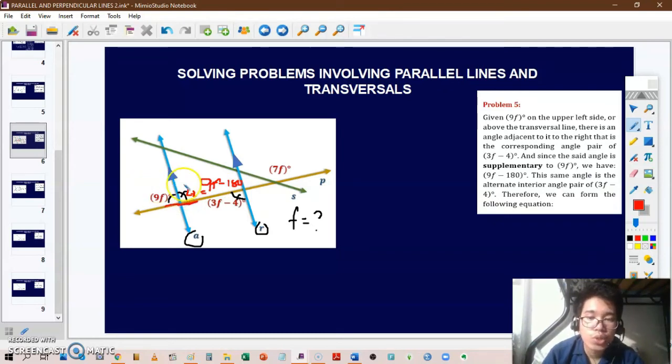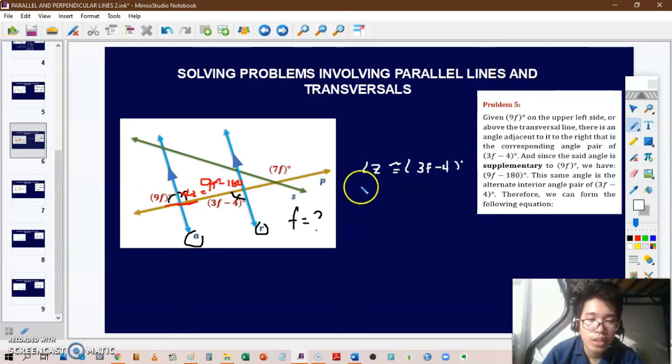If we subtract 9F from 180, then we will get the measurement of angle C, the angle adjacent to 9F, which is 9F minus 180. And since angle Z and its alternate interior angle 3F minus 4 are congruent, we can say that their measurements are congruent.